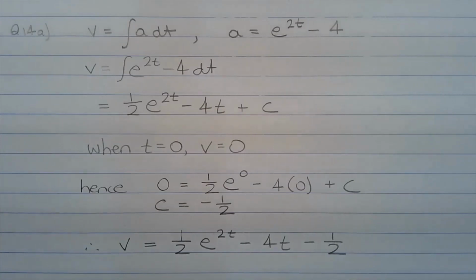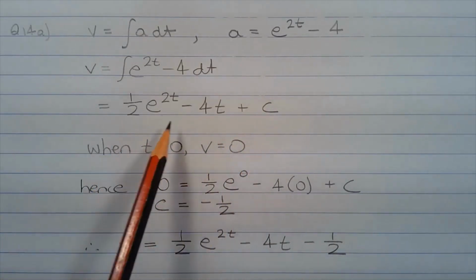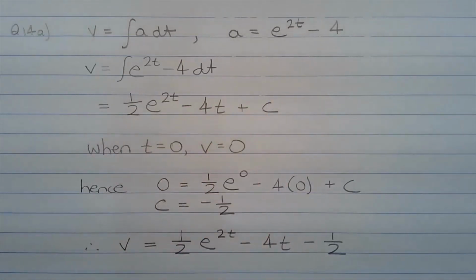Now the particle is initially at rest, and we can use that to find the constant of integration c. In other words, when t equals 0, v equals 0. And we're going to substitute these two values into this equation to find the value of c. Hence, 0 is equal to half times e to the power of 0 minus 4 times 0 plus c. Hence, c is equal to negative half. Therefore, the velocity v is equal to half times e to the power of 2t minus 4t minus half.